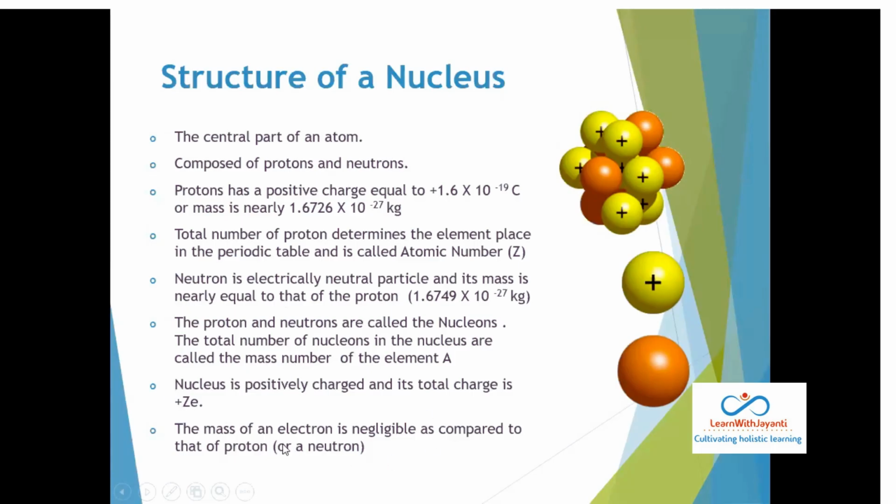Okay. The mass of an electron is negligible as compared to that of proton or a neutron. Do you know what is that? It is 9.1 into 10 raised to minus 31 kg. Minus 31 होता है या minus 28 kg. You need to remember.